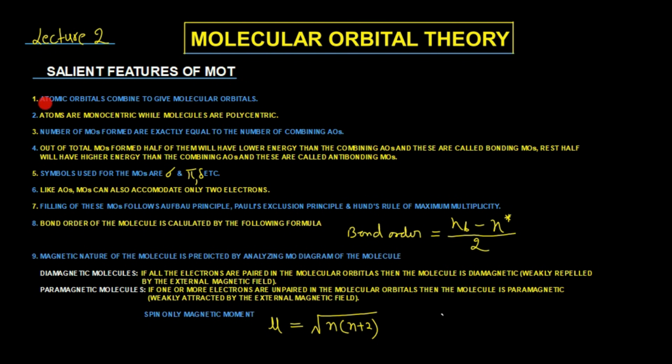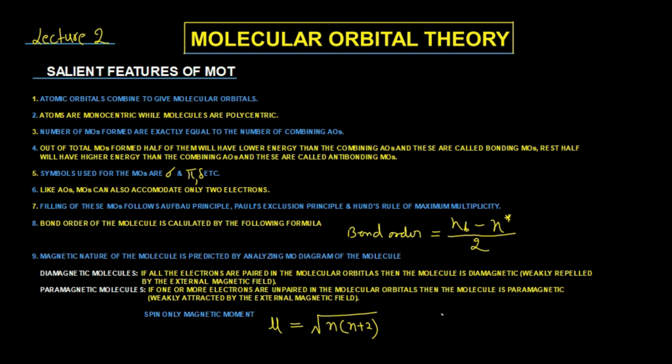So the first important feature is that atomic orbitals combine to give the molecular orbitals. Please remember, whenever you apply the molecular orbital theory, you will apply the atomic orbitals of two or more atoms. I said two atoms because I am discussing diatomic molecules right now. Later in the classes, I will also discuss the polyatomic molecules.